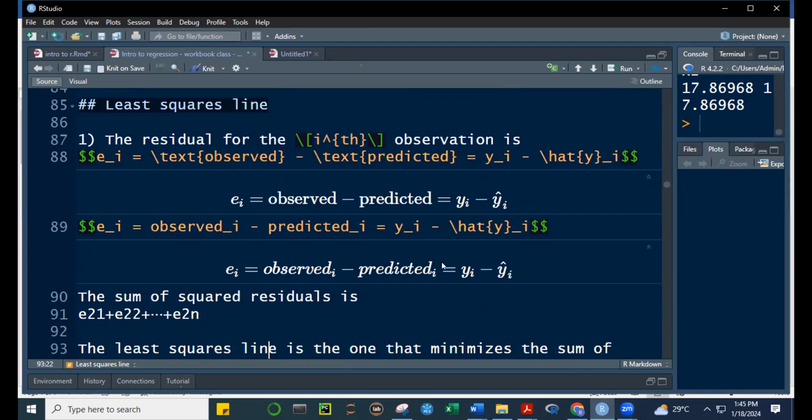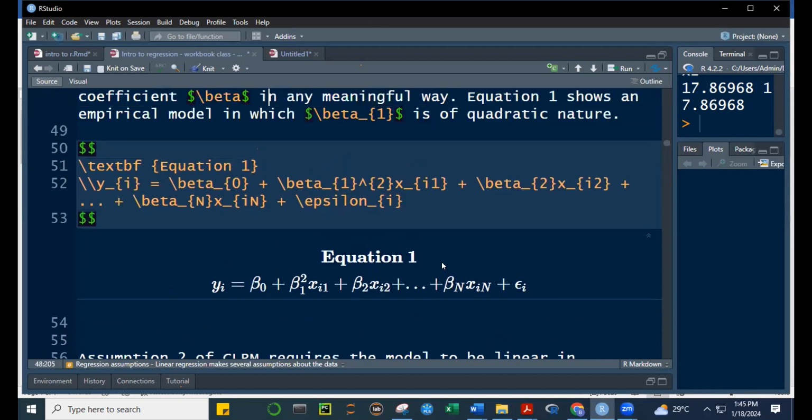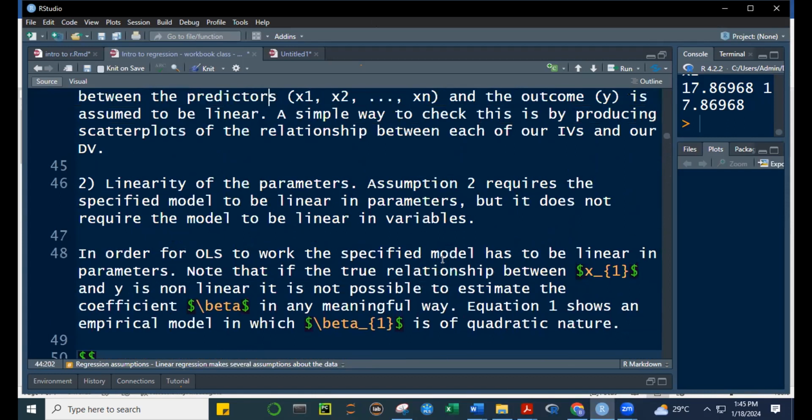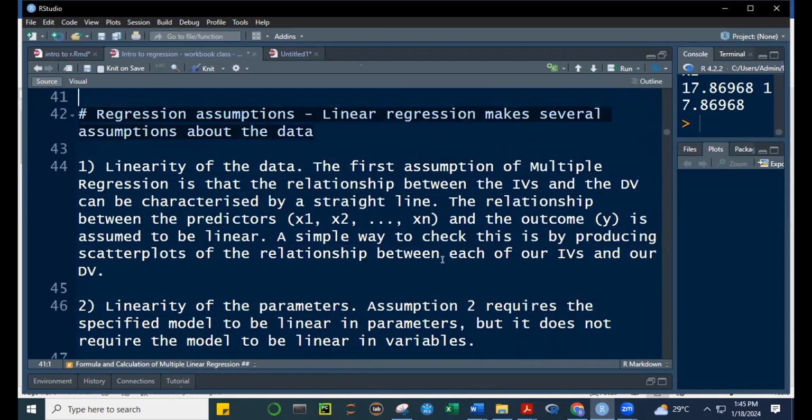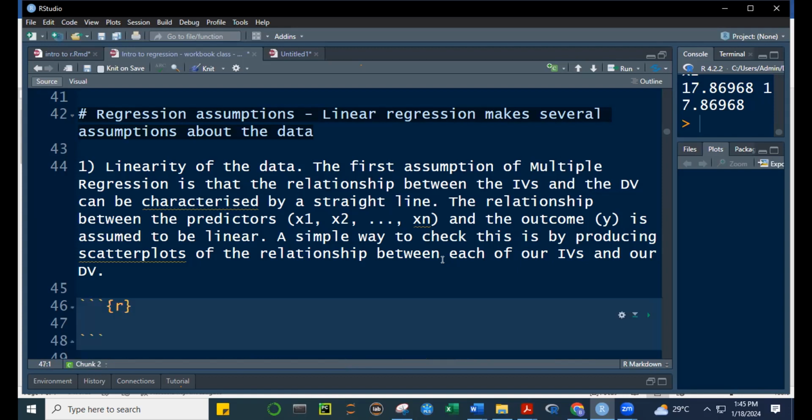So let's go back here to the assumptions. Number one, let's take a look at the linearity of the data. We will discuss this a little, and we will give an example. We will simulate data and see what happens if the relationship between y and your x is not linear.